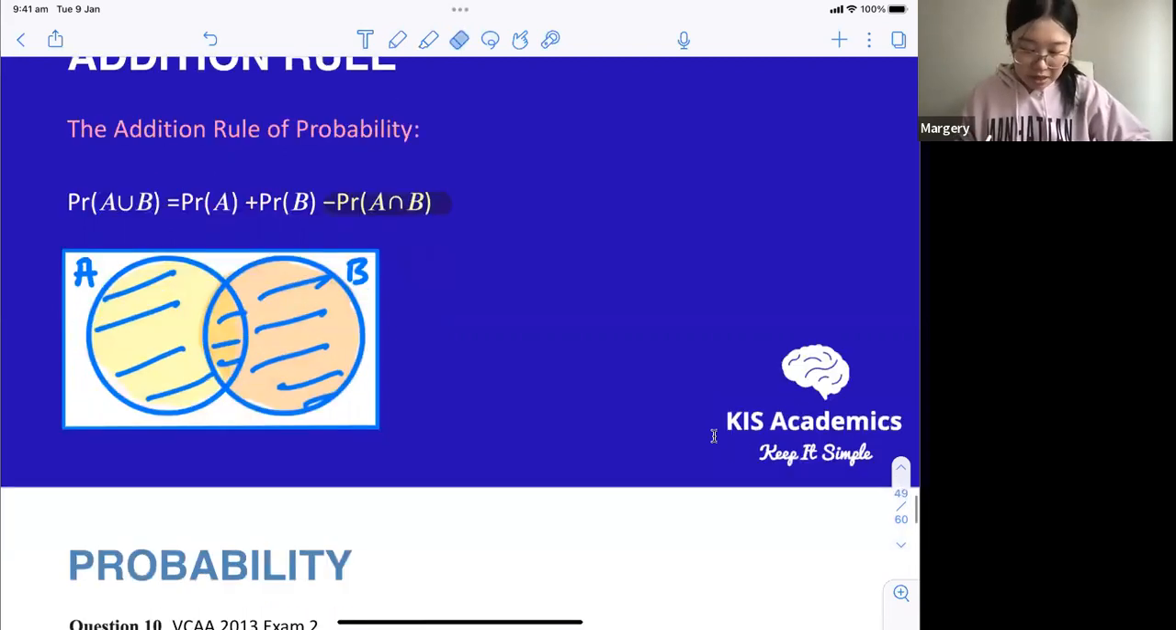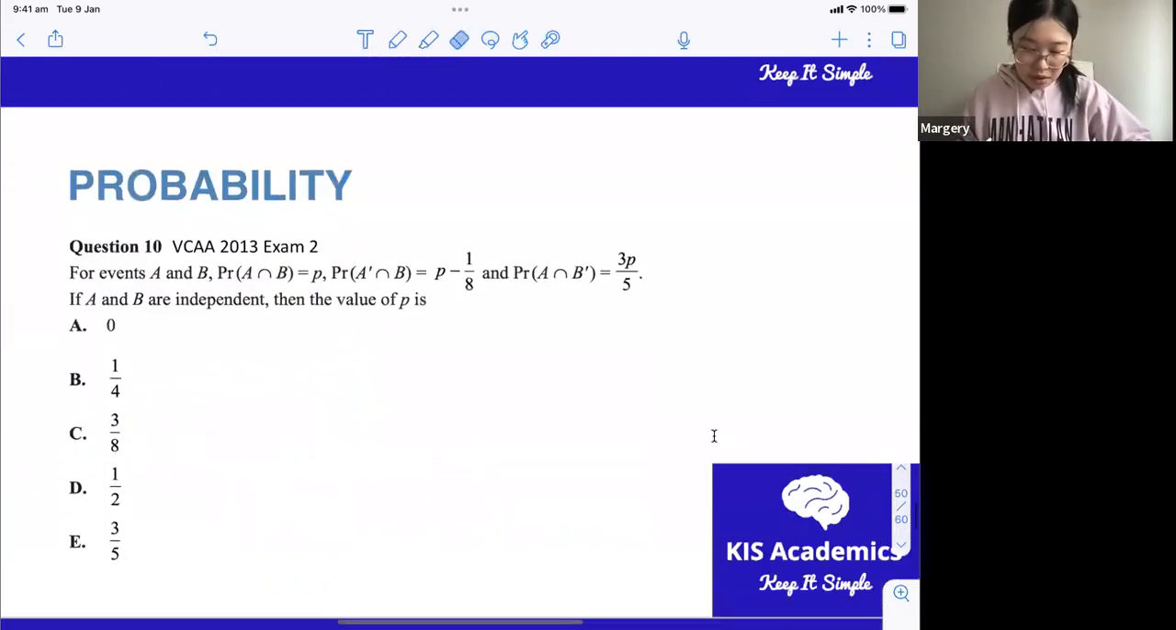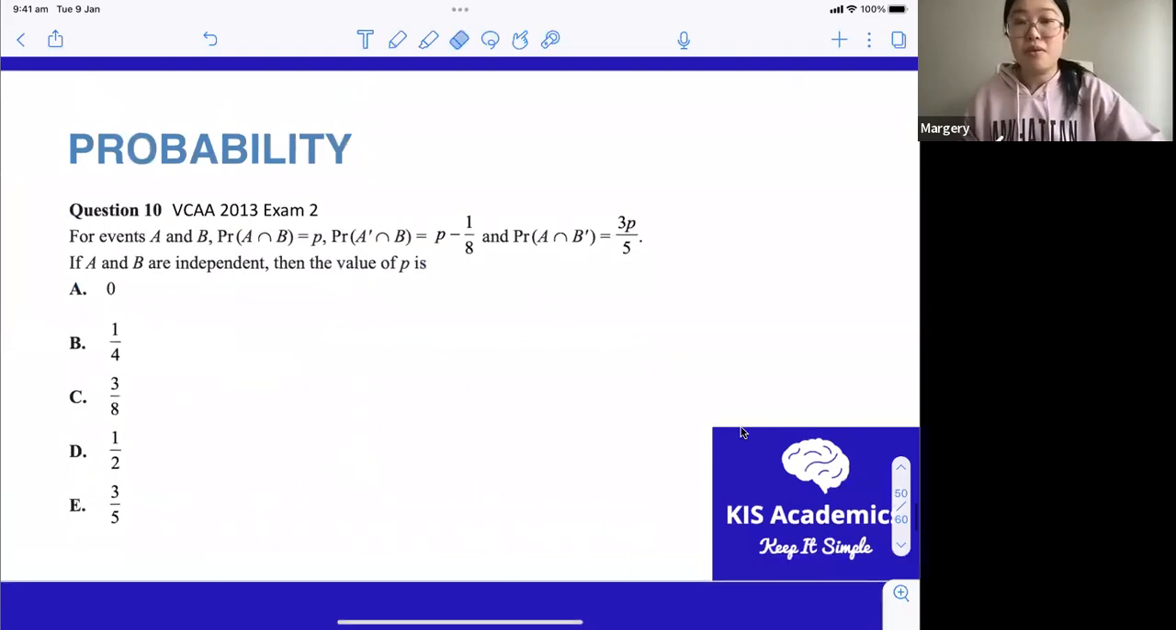Yeah, so that's a bit on the addition rule. We'll now have a look at this example over here, which is adapted from a VCAA question. So it was the 2013 exam 2 question over here.